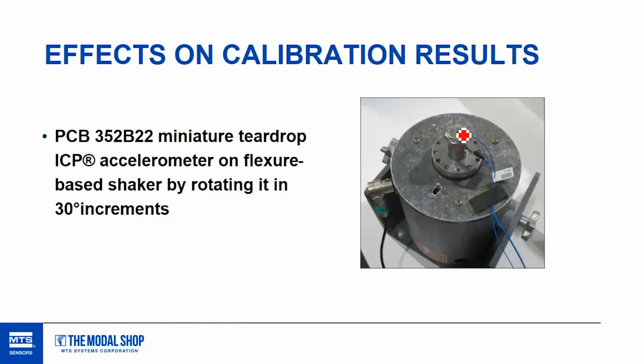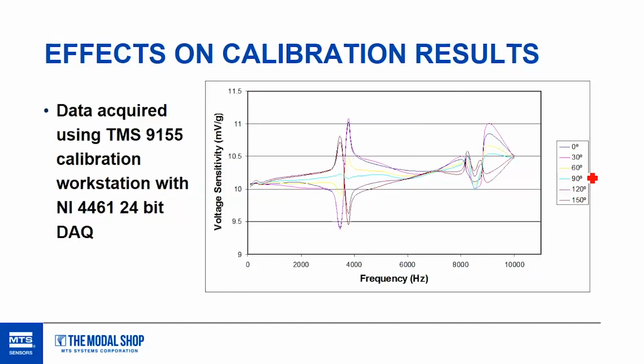And for each rotational position that we might have that cable coming off there, we can take a data set of frequency response. So we will calibrate this little teardrop with that cable in different orientations on the shaker. And what you get is a plot like this. This is what you'd see on a cal report. This is a calibration result. Voltage sensitivity, millivolts per G on the left there. And that's how much output you have out of your test accelerometer with respect to frequency.